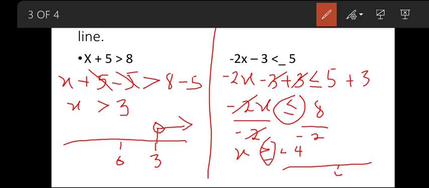This is going to be 0, the middle, and minus 4 is going to be somewhere around here. Since it's greater than or equals to minus 4, it's going to tend towards the side that is greater than, and we are going to shade this place. We are going to shade here.